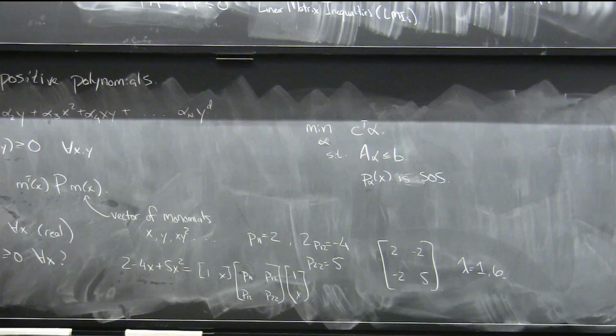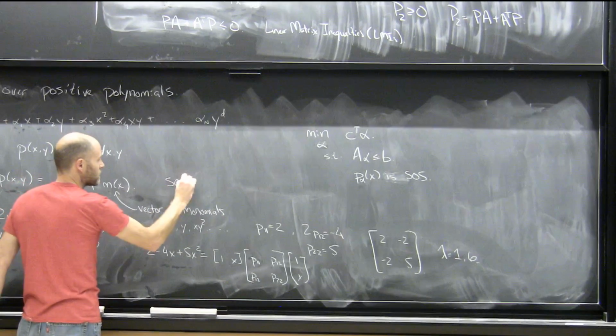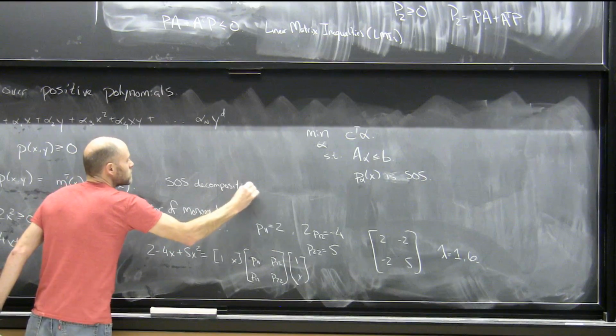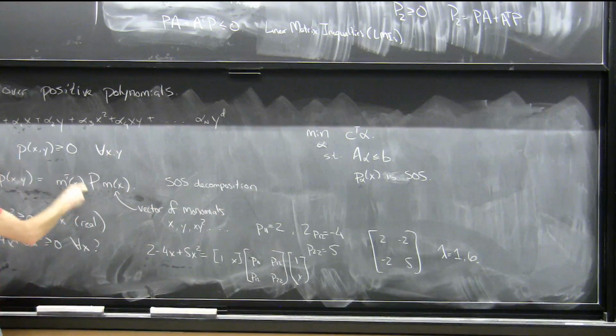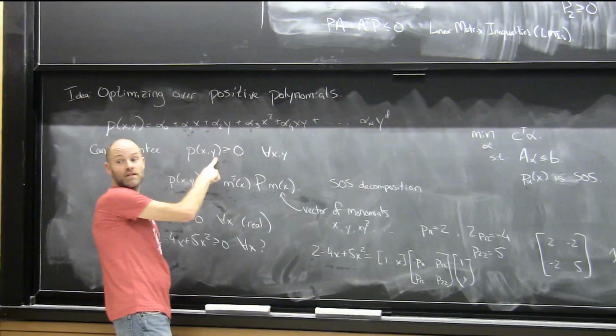Okay, so being able to find a decomposition of a polynomial, a sums of squares decomposition, is sufficient to prove that the polynomial is always positive. It is not a necessary condition in general.